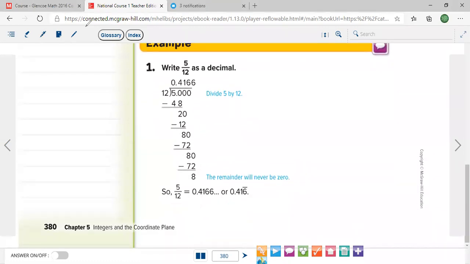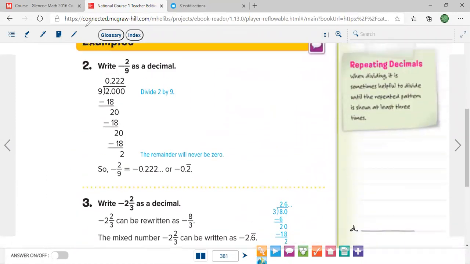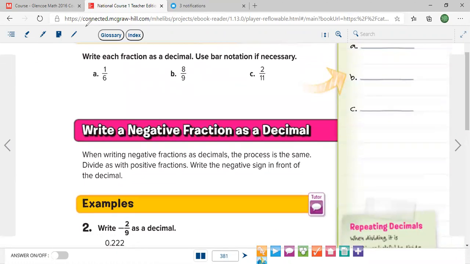Let's solve problems to make the idea clearer. Here we have: write each fraction as a decimal, use bar notation if necessary. This means it could be a repeated decimal and maybe it's not. Let's see how we can do this. We will use division directly. So 1 over 6 means 1 divided by 6. You are all, mashallah, excellent in division. 1 divided by 6 is 0.